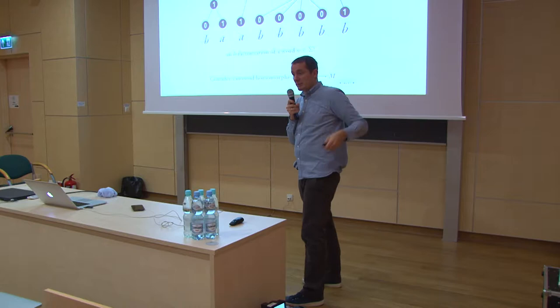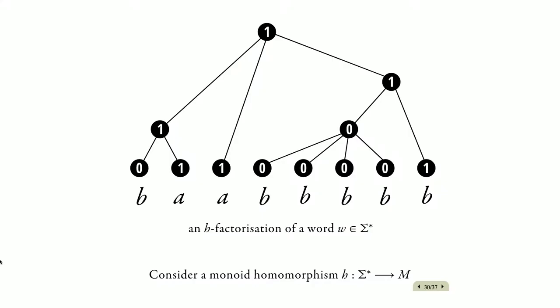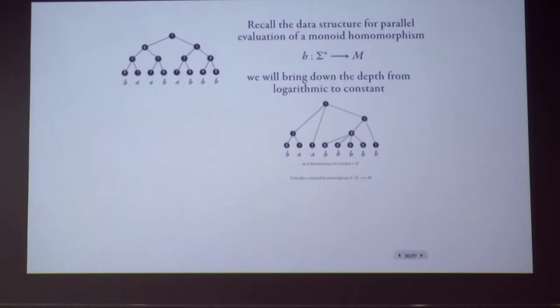And you could place an additional restriction that the non-binary gates not only need to have the same argument, but this argument needs to be idempotent. That would be a further restriction, and the theorem would still be true. But let's forget that, just to make it simple. So let's call this an H factorization.